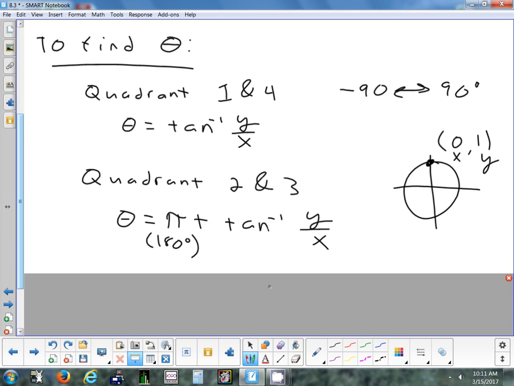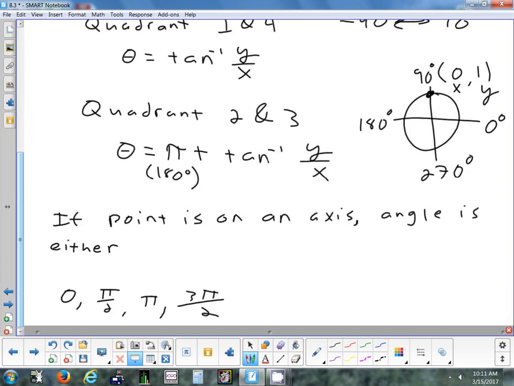So if you're on an axis, you just have to memorize it's one of these 4 answers. 0. Straight up would be 90, to the left and down. All right, so if you're on an axis, that's a quadrantal angle. You just have to memorize it's one of those 4 answers. Or in radians, 0, pi over 2, pi, or 3 pi over 2.